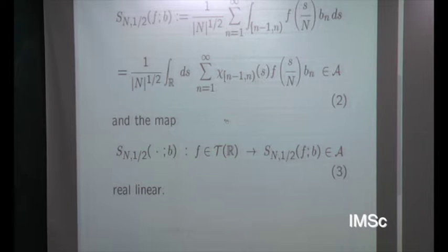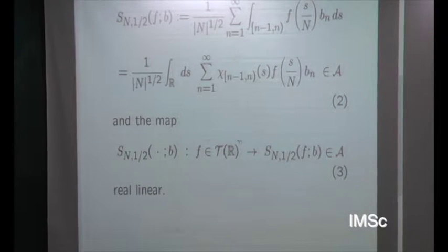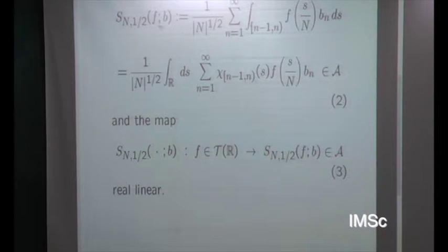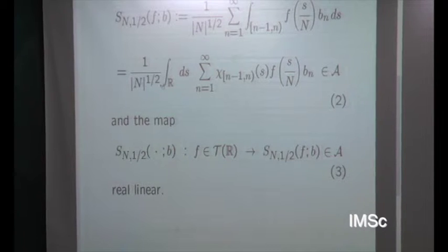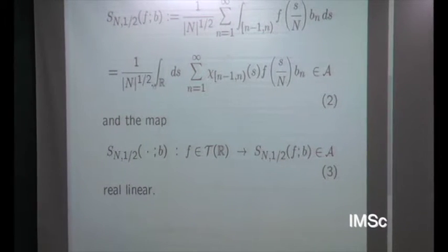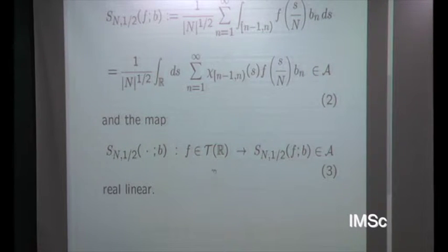So now consider this map, for S fixed, with this definition. I am now integrating over S, so I get an element in the algebra. So we define a real linear map, which will associate to every f this element in this algebra.